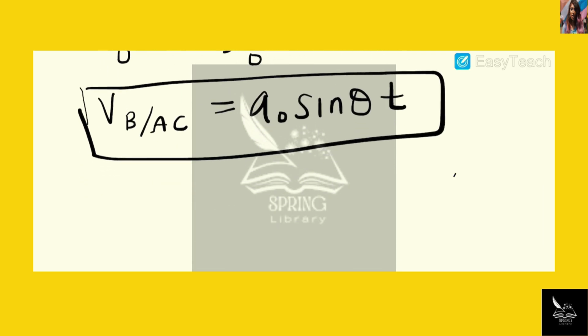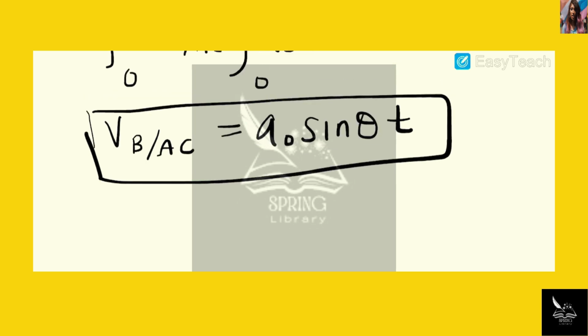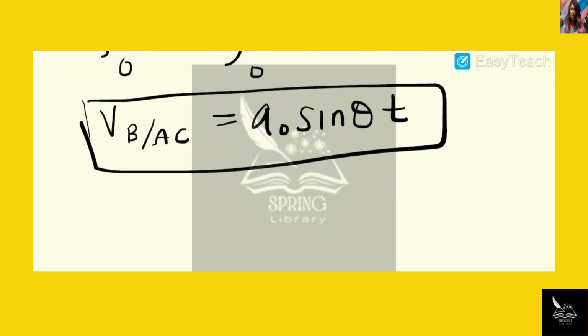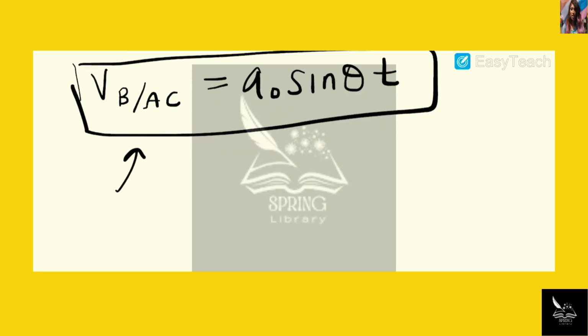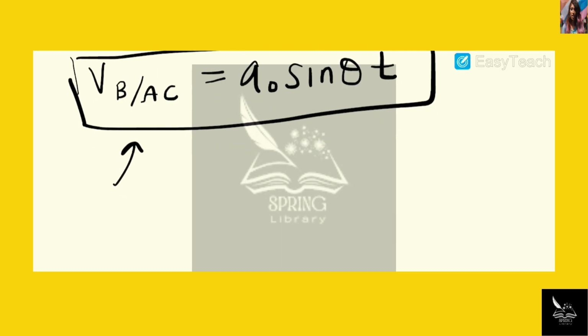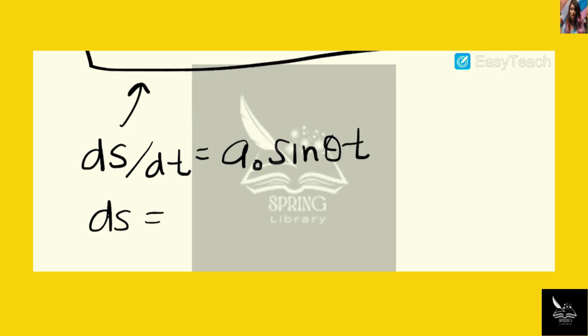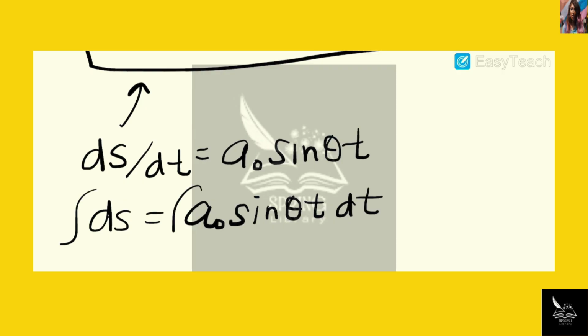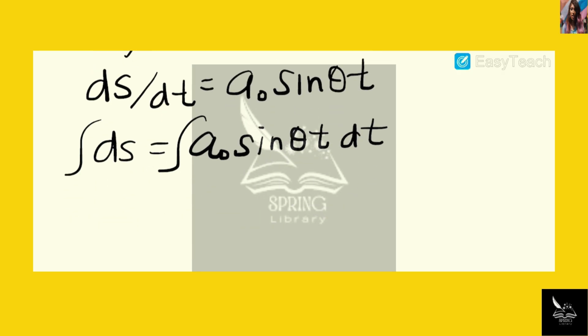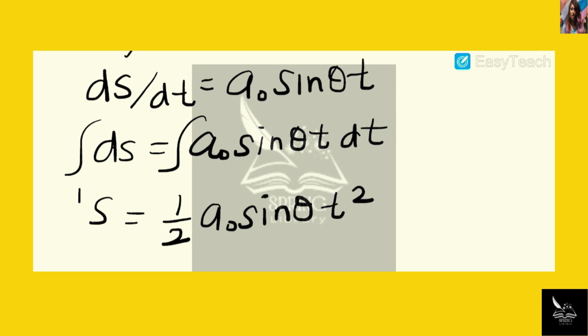We're also asked to solve for s as a function of t. So we can again just take a subsequent integral of this equation shown here, because we know that VBAC is just equal to ds over dt. So we can see that ds/dt is equal to A0 sine theta t. ds is equal to A0 sine theta t dt. Integrating both sides gives us that s is just equal to 1/2 A0 sine theta t squared. And that's our final answer.